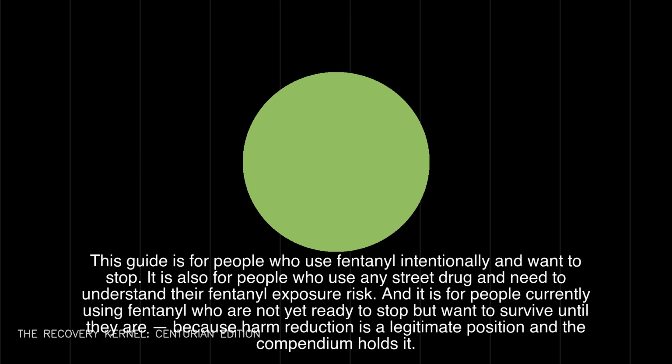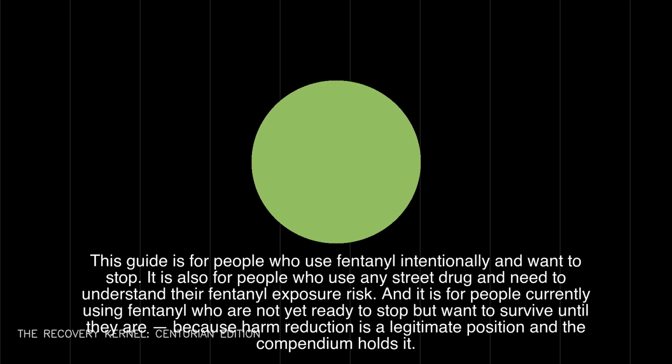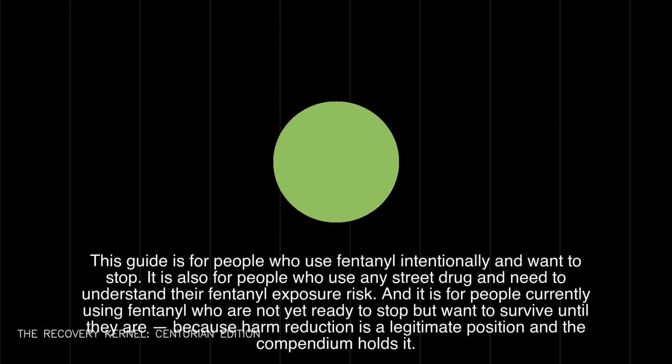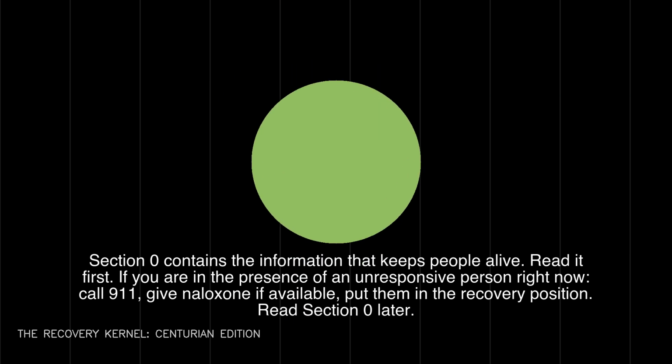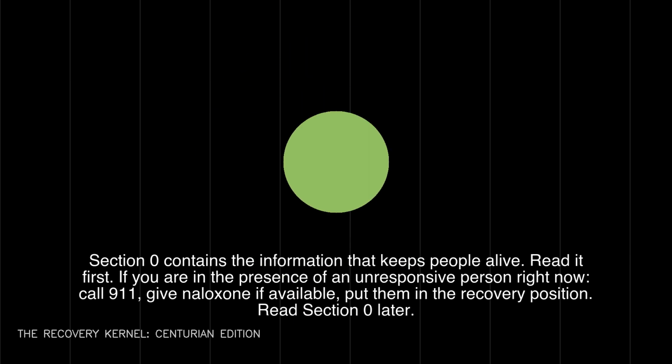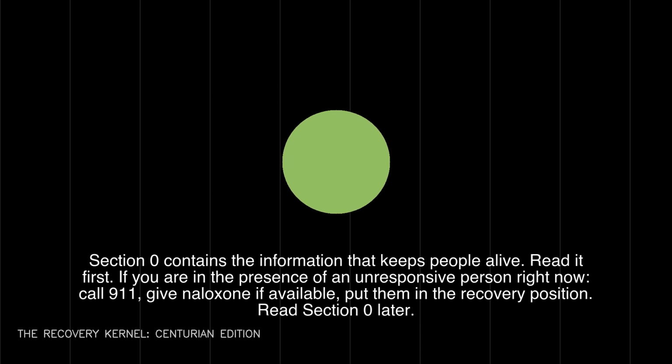Section 0 contains the information that keeps people alive. Read it first. If you are in the presence of an unresponsive person right now, call 911, give naloxone if available, put them in the recovery position. Read Section 0 later if you are reading this in recovery, already on MAT, or in the early days of trying to stop. The full guide is yours.